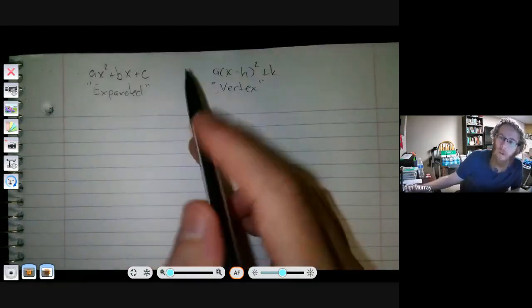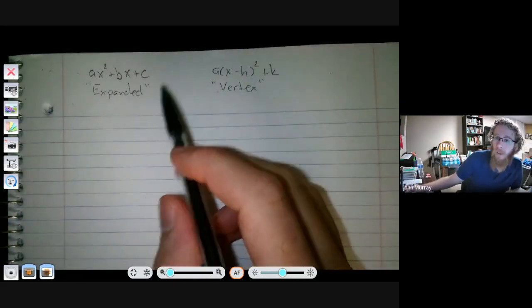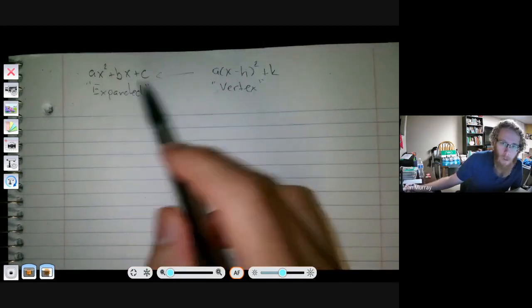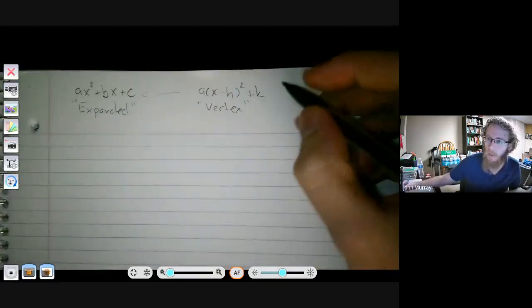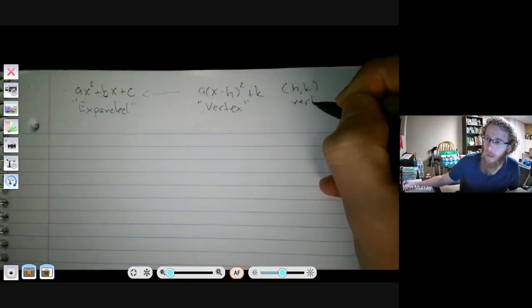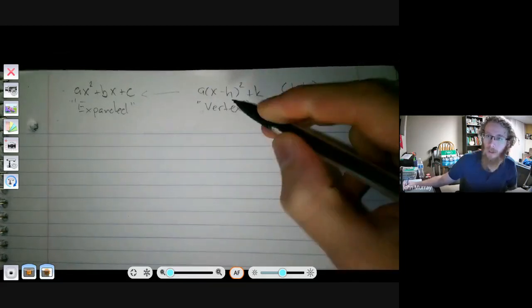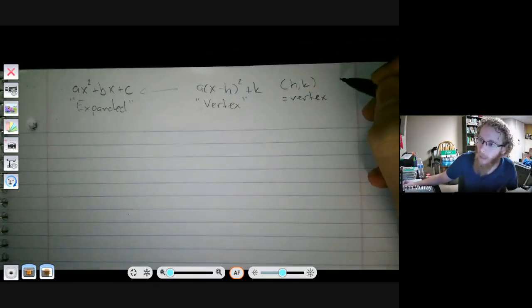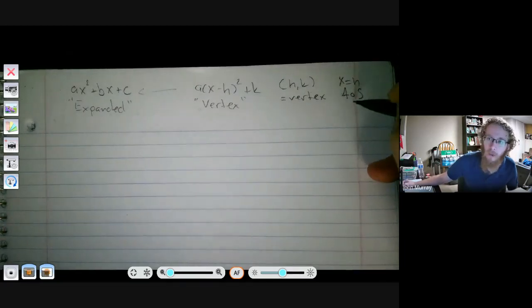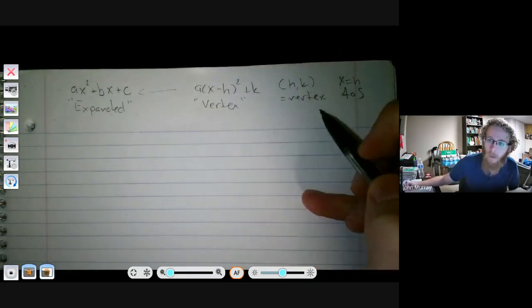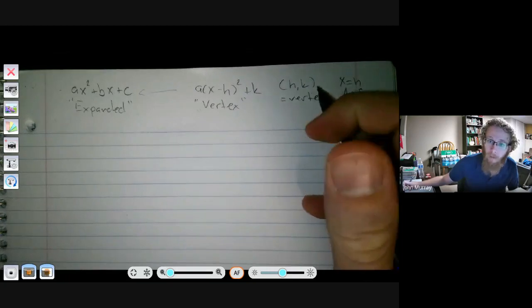So if I want to go from vertex to expanded, really that doesn't do anything for us because vertex form is nice because, like we said yesterday, the point (h, k) is our vertex, right? So this tells us something about our graph. Actually, two things. And then we have the line x equals h is our axis of symmetry, right?